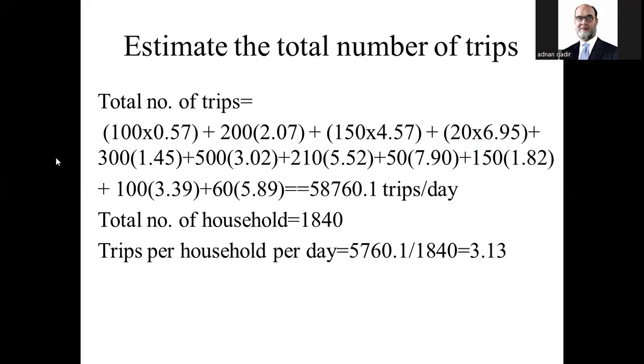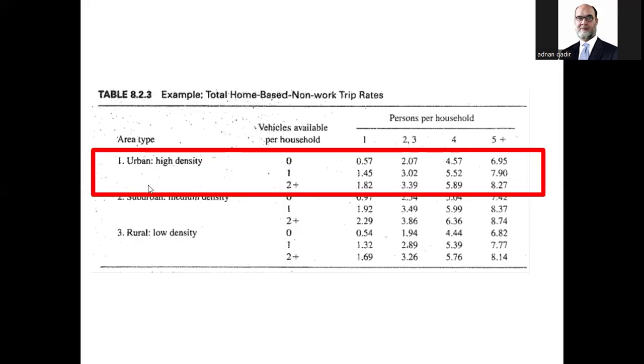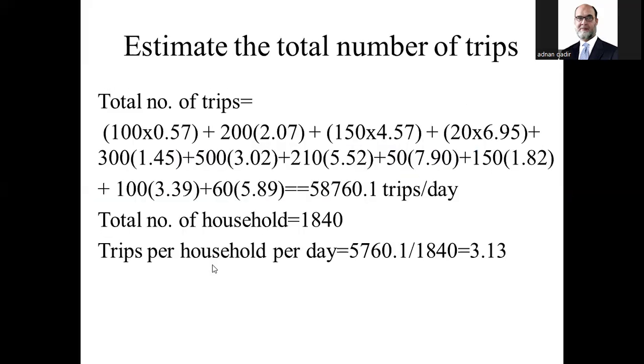So we are going row wise, and when we add all those factors, remember these bracket factors are from the research that tells how many total home-based non-work trips are made. So these are the values we have taken from the table. Adding all those, we find that 58,760 trips are made in this area.